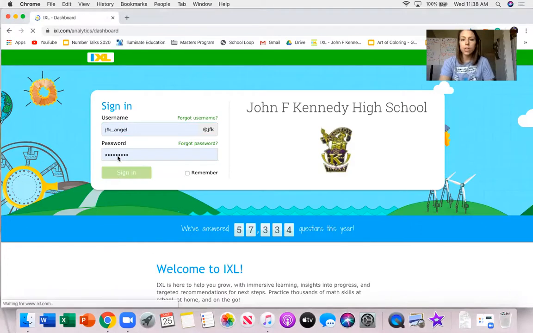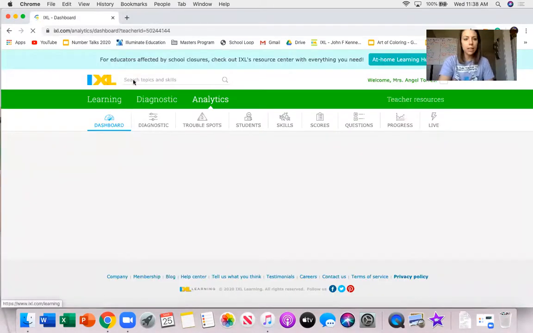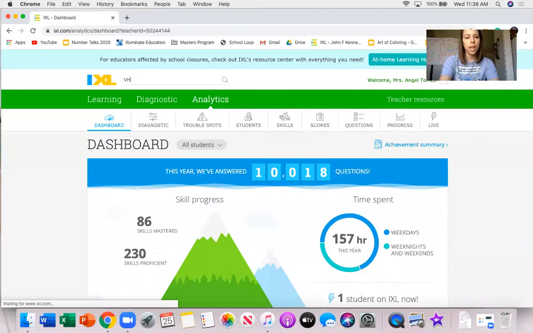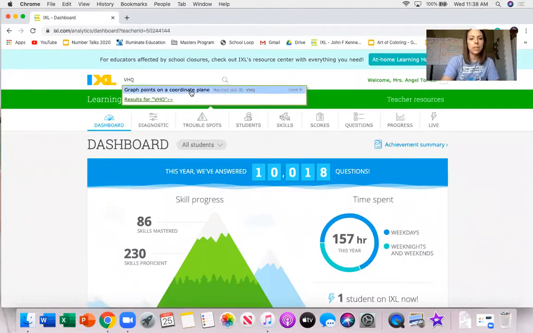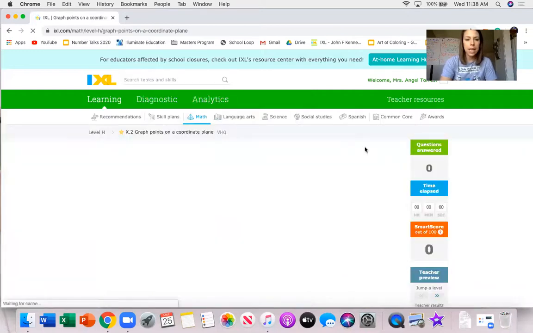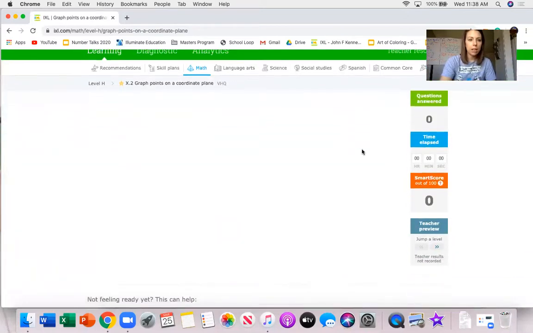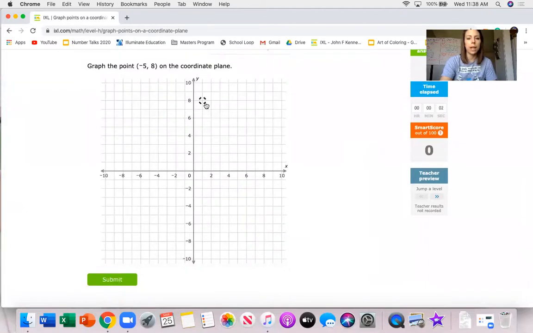Today's code is going to be VHQ, graph points on a coordinate plane. So the only thing that's different today, if you notice, is we have a full coordinate plane. So the last couple days, we've been only working within quadrant 1, which is this quadrant here, meaning all of our points have been positive. Now we're going to be working with coordinates that contain negatives. That's what happens when you open up a coordinate plane.